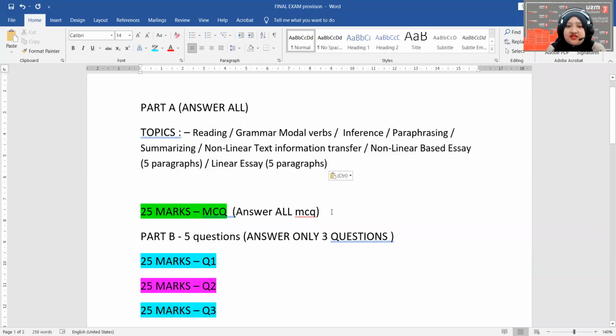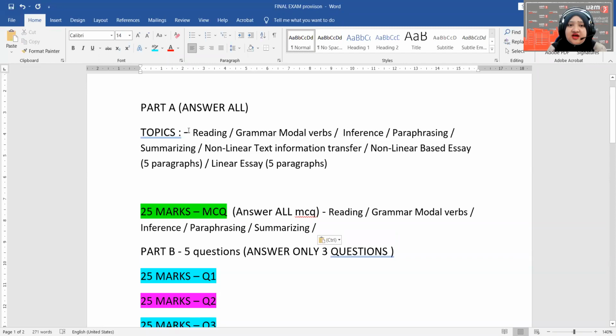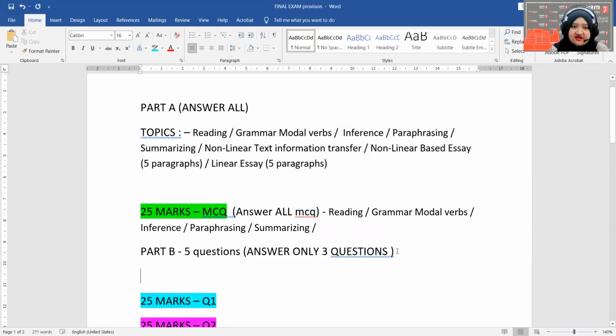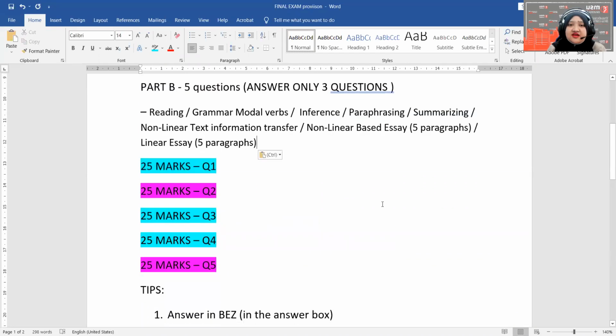And I suppose for the multiple choice questions, the questions are definitely up to summarizing. This is all that is viable for options in multiple choice questions. But for part B, it is definitely covering all of the topics.